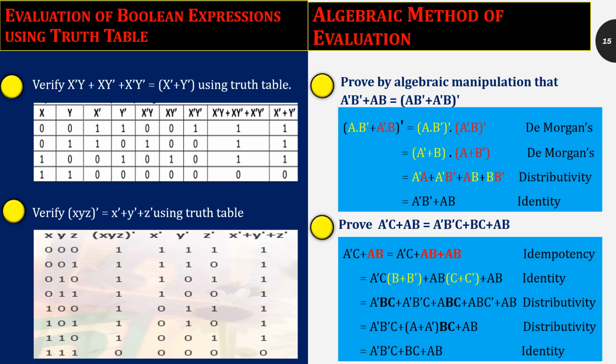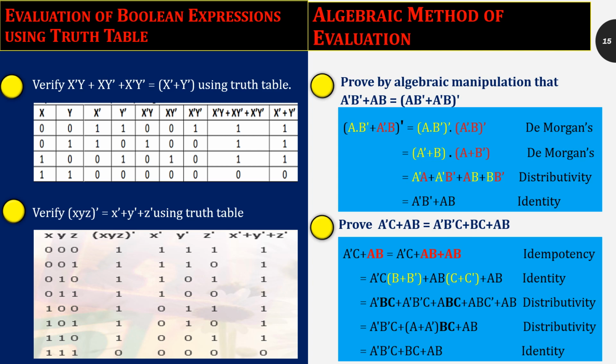Okay, then we are applying the distributive law: A bar BC plus A bar B bar C plus ABC plus ABC bar plus AB. Then again, by applying the distributive law or taking the common values, A bar B bar C plus A bar BC. The first and third terms are combined, since BC is common there. So we are taking BC as common, and A plus A bar, so we have (A plus A bar) into BC plus AB.